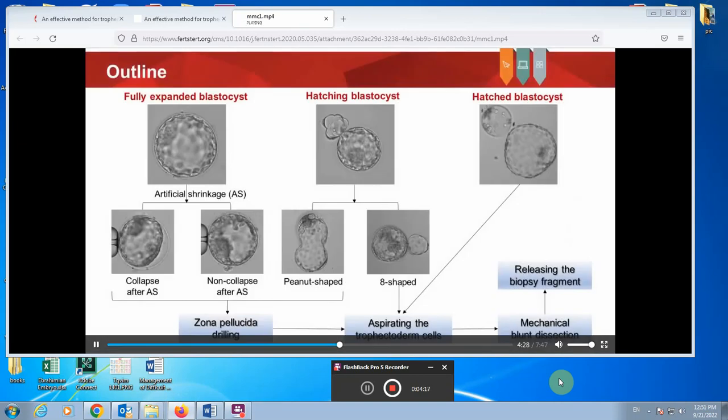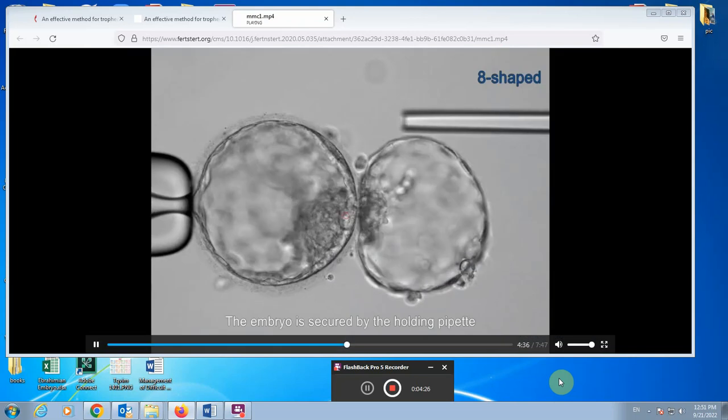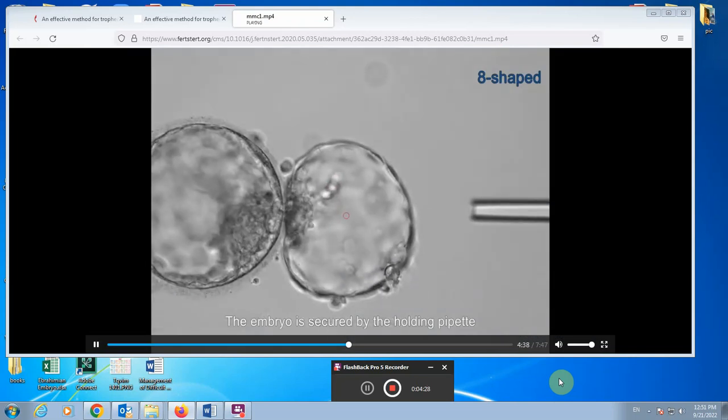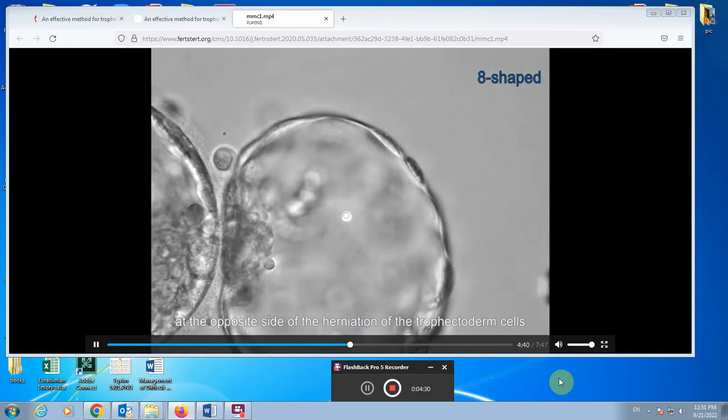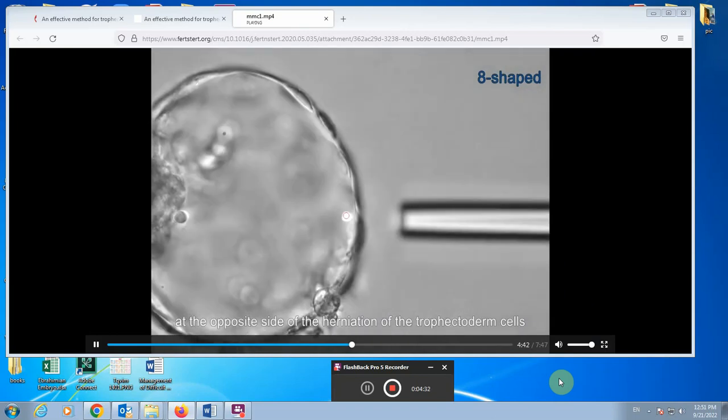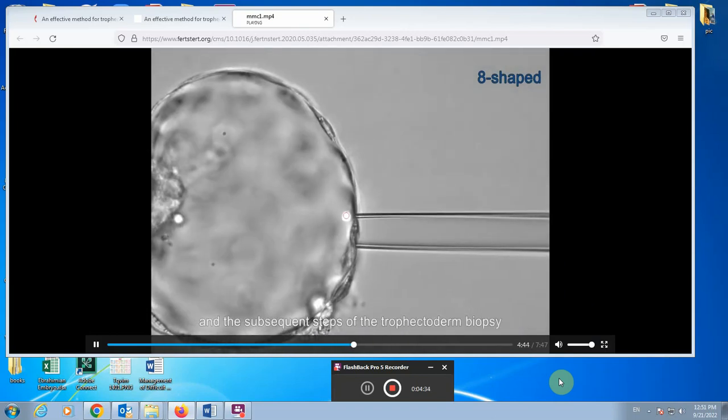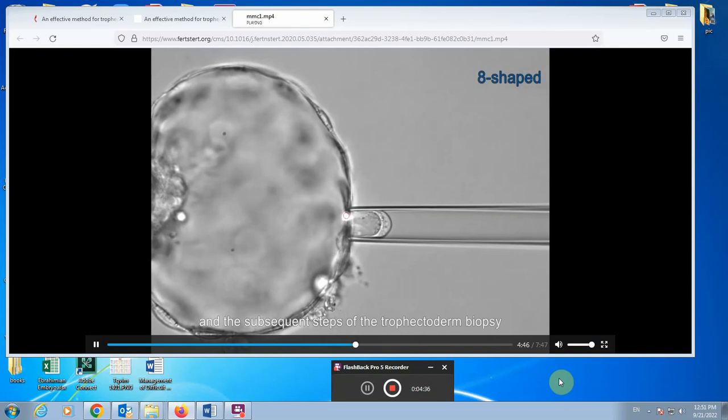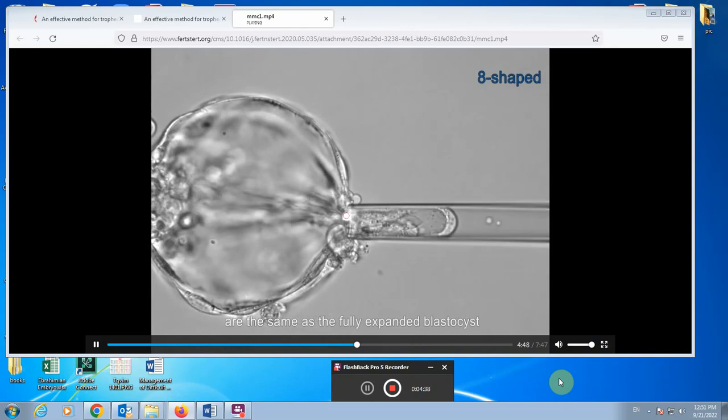The biopsy of the 8-shaped hatching blastocyst is relatively simple. The embryo is secured by the holding pipette at the opposite side of the herniation of the Trophoectoderm cells, and the subsequent steps of the Trophoectoderm biopsy are the same as the fully expanded blastocyst.